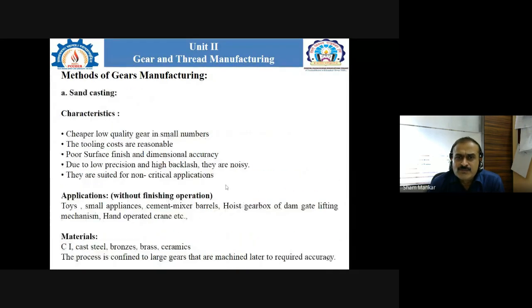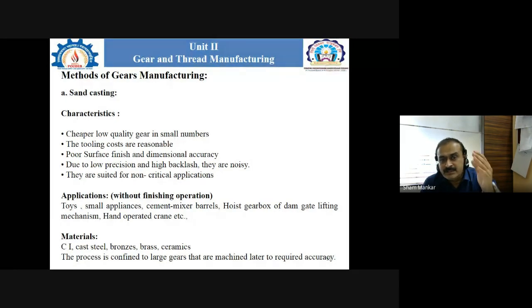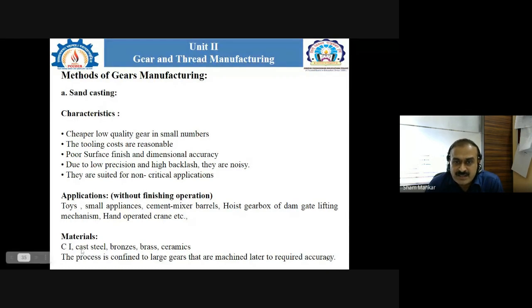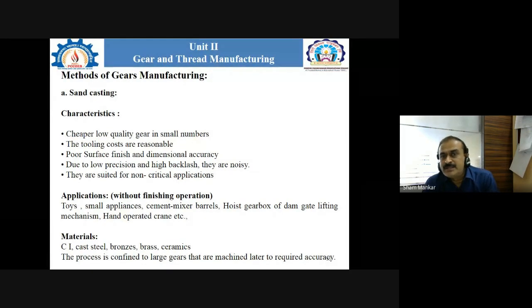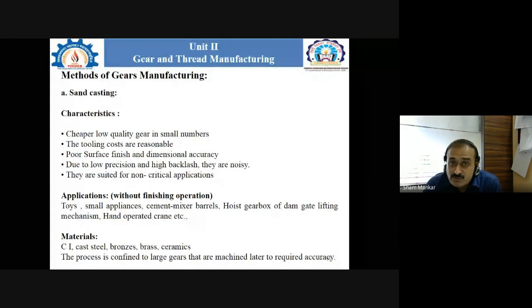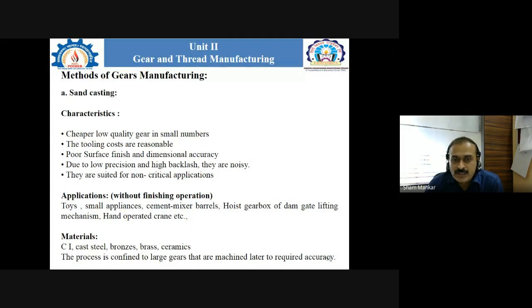Suppose when we are considering this particular sand casting process, we must know what the different kinds of materials are that we consider for making gears by using the sand casting process, such as cast iron, cast steel, bronze, brass, and ceramics. These are the different kinds of material we can normally consider for making gears by the sand casting process. So this is about the important materials.